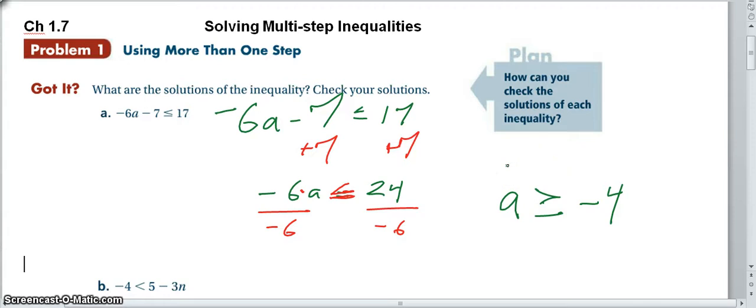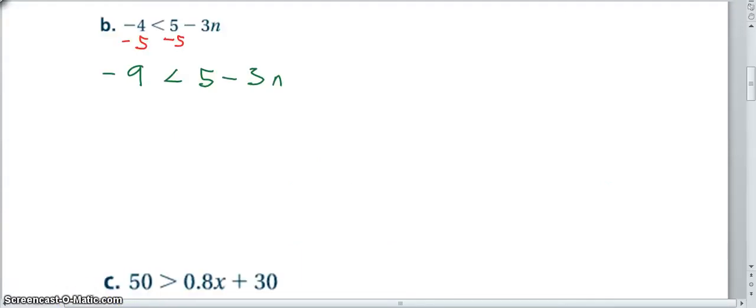So an easy way to check is to plug in 0 for a. That makes negative 7 less than or equal to positive 17. Yes, it is. So go ahead and look at this next one down here, negative 4 less than 5 minus 3n, and go ahead and try that on your own.